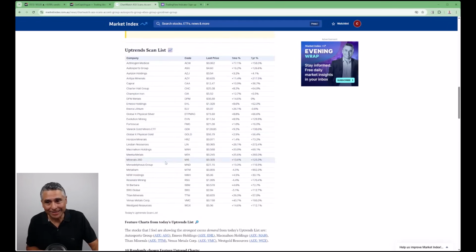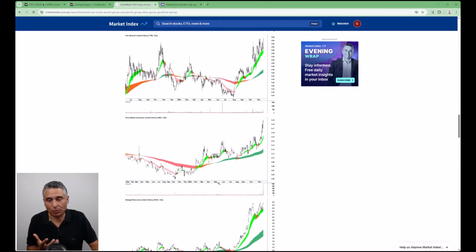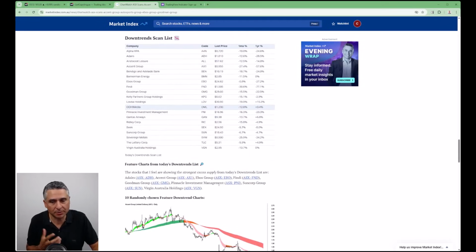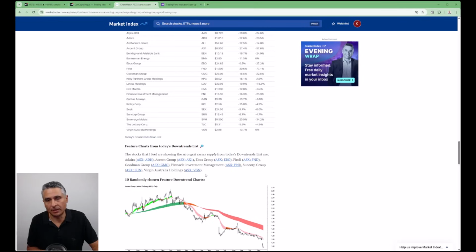Of this list, it gets shortlisted again to what I call my featured trades, which are my highest conviction uptrends in this case, and I also pick 10 charts out of those, but sometimes there's more than 10, and there's the shortlist for downtrends, and then the featured charts there. So that's pretty much how it works. Hopefully that answers your question, TK.